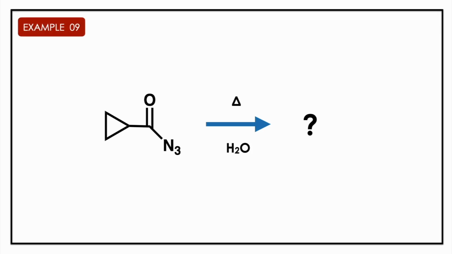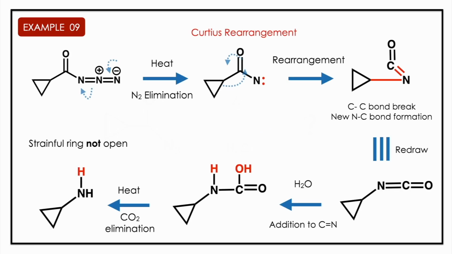Then the next example. Here you have an acyl azide attached to cyclopropane. You are heating it up, and you are using water. You should find what will be the final product. Here azide is there and the heating condition you are using, so Curtius rearrangement. What is special about this reaction? The starting material has a full ring. Whether it opens or not is the real question. So azide is there, and on the other side cyclopropane is there.